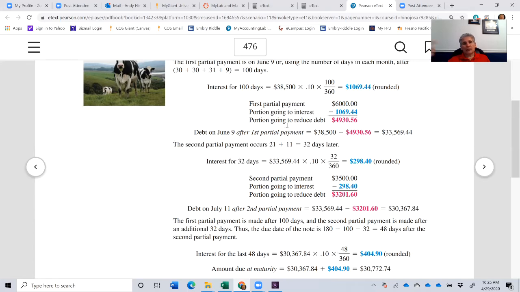Now we're going to do the same thing we did in the previous computation, except now instead of using 100 days, we're going to use 32 days. And the principal is going to be different now. The principal is what we're left over from the previous computations, $33,569.44, multiplied by 0.10, the rate hasn't changed, it's still 10%, multiplied by 32 days over 360 gives us interest that was accrued during that period of time of $298.40. So that's what's owed as of July 11th.